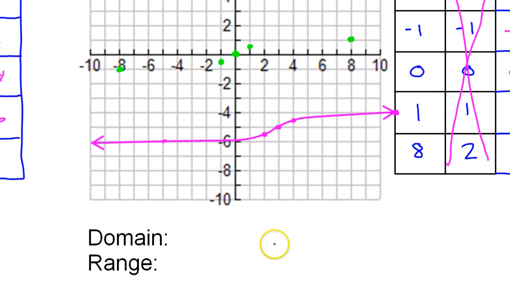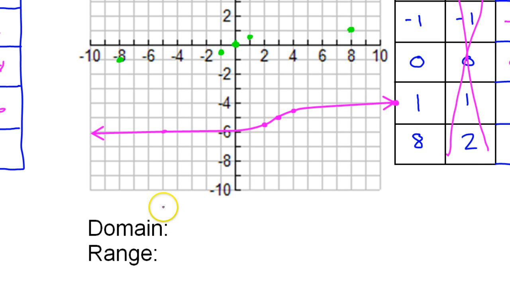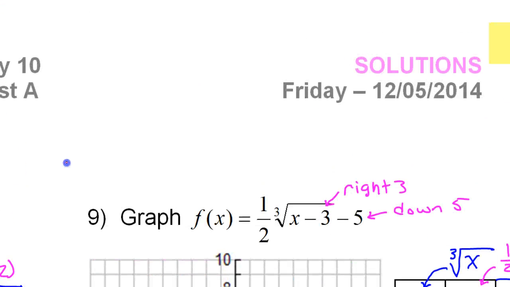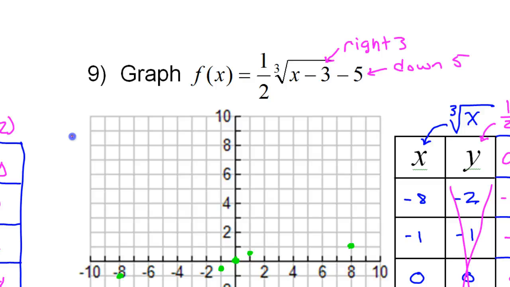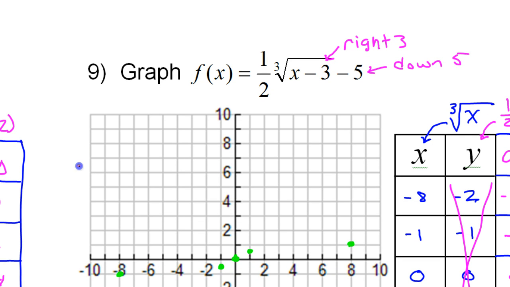Now the domain and the range are very easy, the domain being the x values, but the x values go left and right forever, so that's negative infinity to positive infinity. Alright, the range is the y values, but it goes down forever and it goes up forever. So that's again negative infinity to positive infinity. Alright, so that is it for problem number 9.